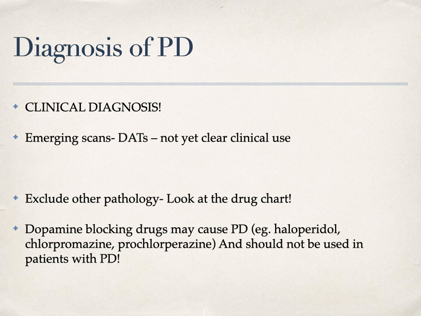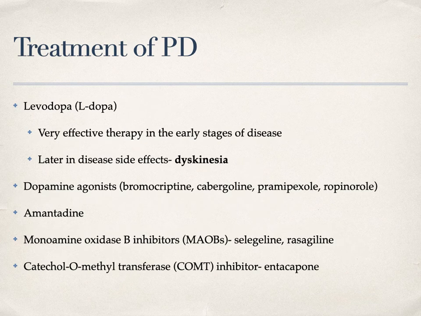The treatment of Parkinson's disease is a little bit complicated, but essentially the gold standard drug we have for Parkinson's disease is levodopa. It's a very effective drug in the early stages, but as the neurodegeneration progresses, patients can develop what we call motor fluctuations, and actually the levodopa can work too well and cause excessive movement, such as dyskinesias.